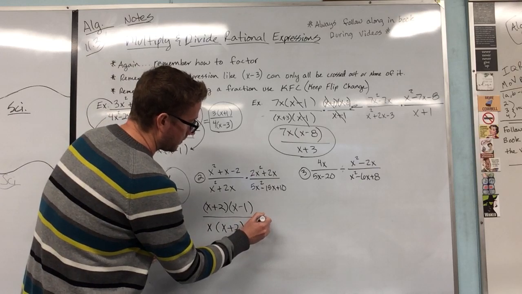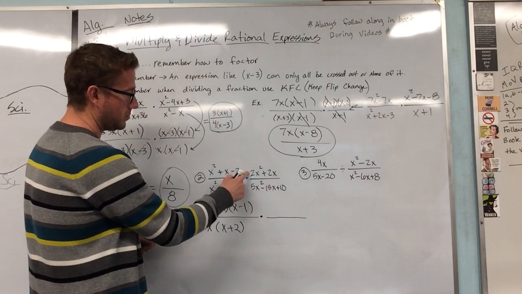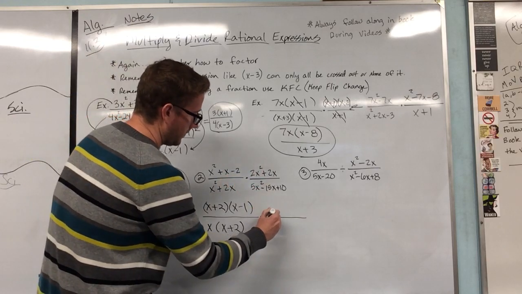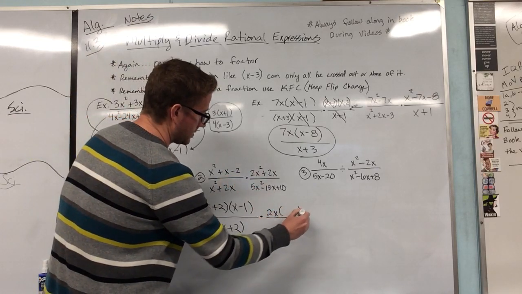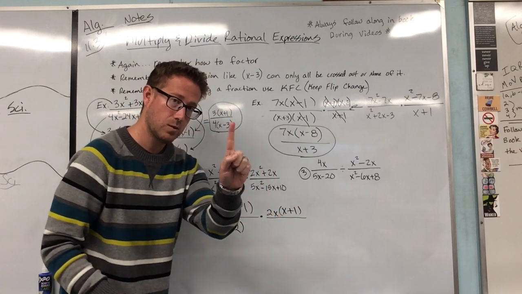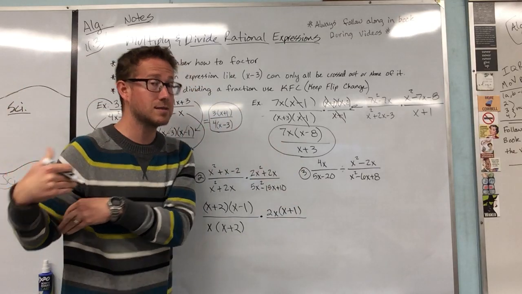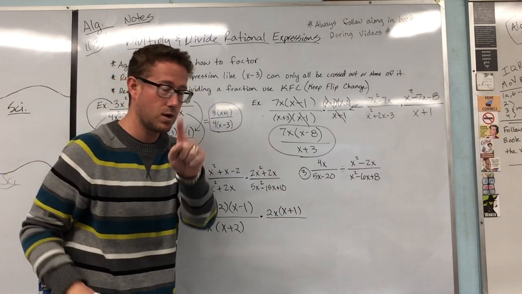Now, multiply. Here we go. What do these guys share? A 2 and an x. 2x, take it out. What's left over? X plus 1. Why is it 1? Because I took the 2 and the x completely away. Seems like it's a blank space, but there's a 1 there.